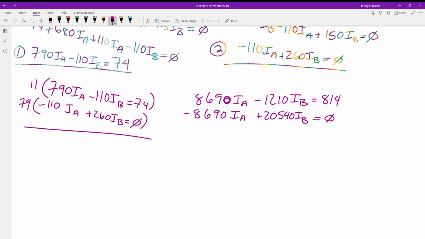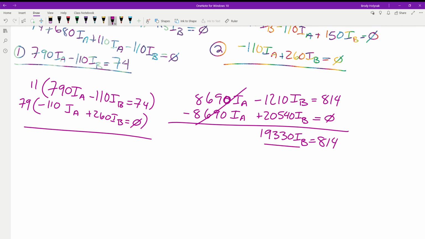All we're doing is trying to make one of the variables equal in magnitude, opposite in polarity. We simply add these together. IA will completely fall out. And we're left with 2540 minus 1210. How much? Then that's equal to 814.